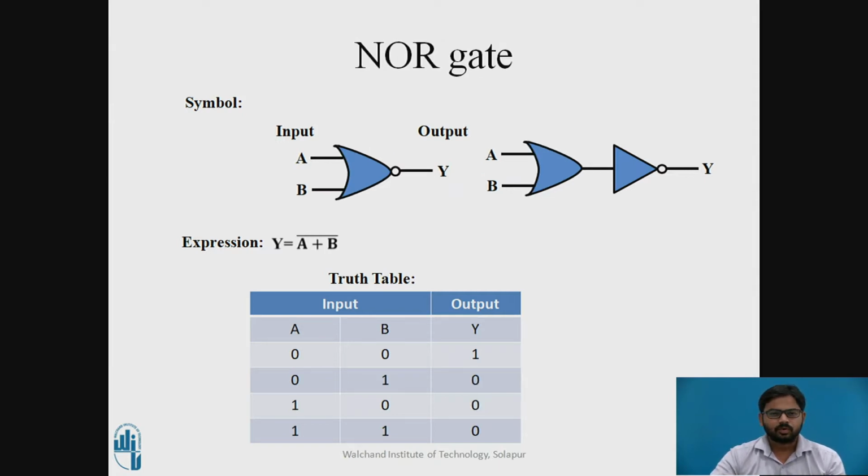NOR gate. The NOR gate is read as Y is equal to A or B complement, so it is A or B whole bar. In the truth table for the NOR gate, when both the inputs are 0, that is low, the output is high. When one input is 0 and the other is 1, the output is 0. So in all other cases the output is 0. The only case when the output is high is when both the inputs are 0.